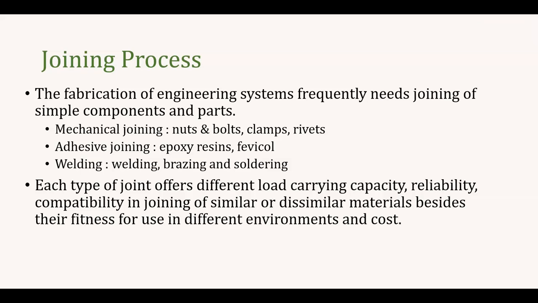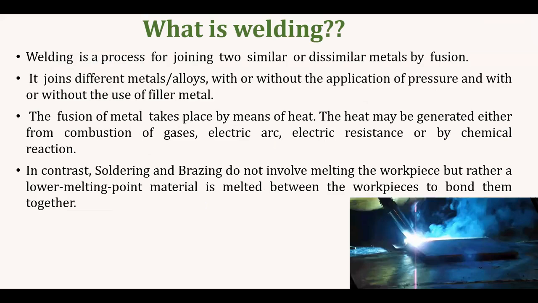These three types have their own load carrying capacity, reliability, compatibility in joining similar or dissimilar materials, and fitness, and can also be used in different environmental applications, right? We are going to see the details of welding in this unit, which comes under the joining process. Welding is generally called a permanent joining process, whereas the other types are temporary joining processes. When we apply some force, we can easily remove that component, whereas with welding we cannot remove it.